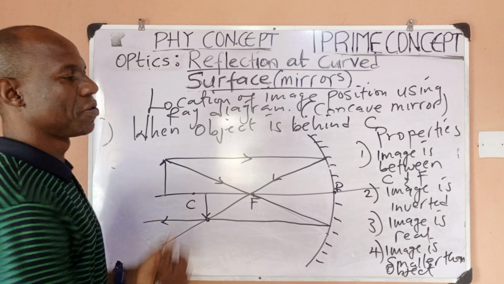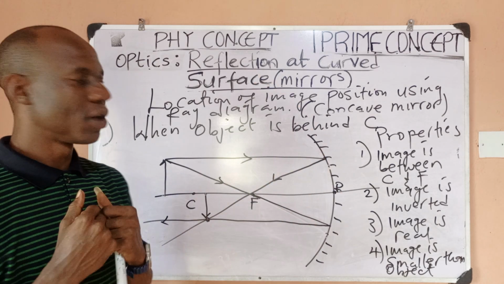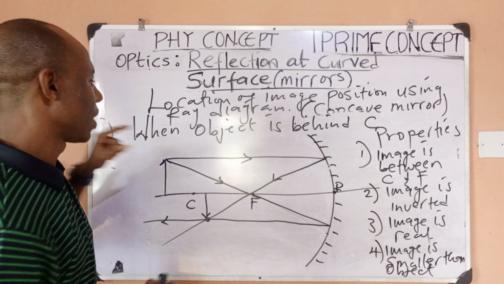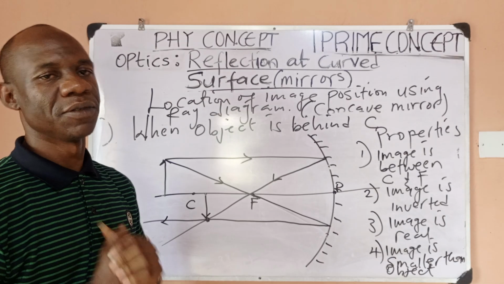Now I will stop this video here so it doesn't become too long. In the next video, I will be uploading the next location of the images. The next one will be when my object is at C. Where will the image be formed, right?